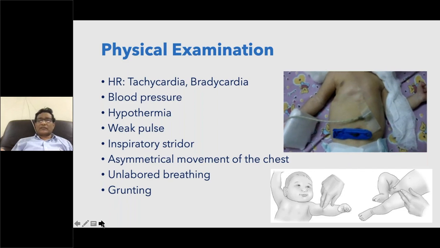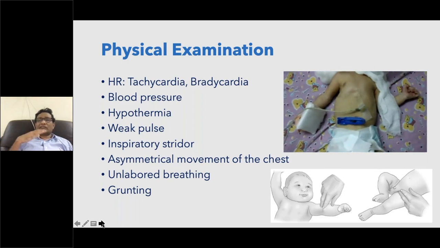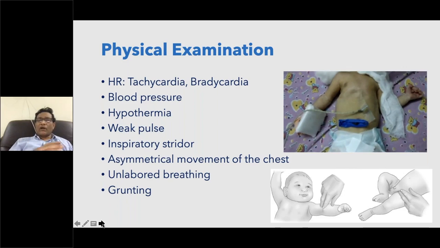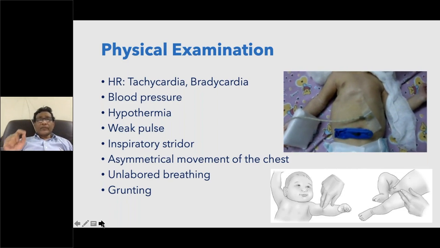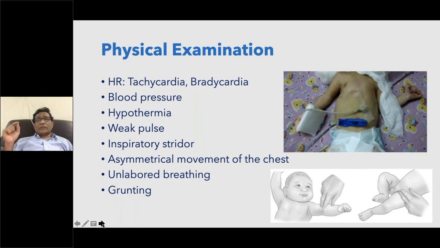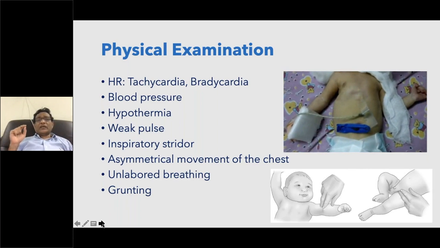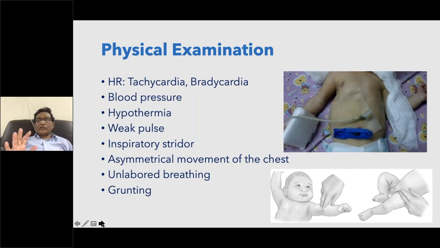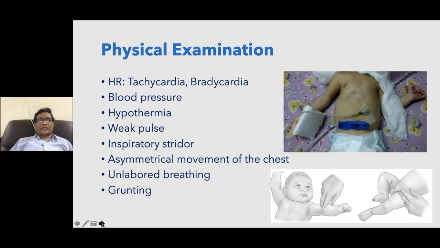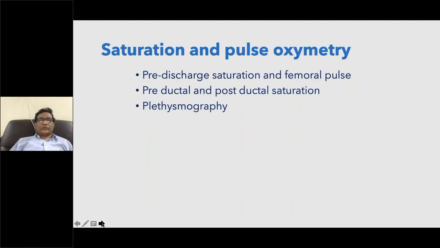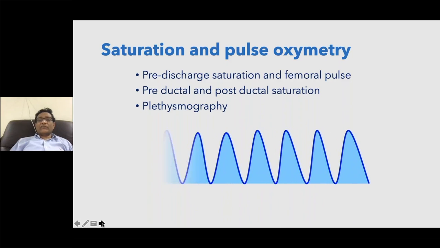Several examples are there. So my request, my suggestion to all of us, is that we should take an oath that we should record pre-discharge pulse oximetry saturation of the right upper limb and one lower limb, and pulse, for all neonates who are getting discharged from the NICU. If you can't do that, at least we should ask a nurse to see the pulse oximetry waveform.